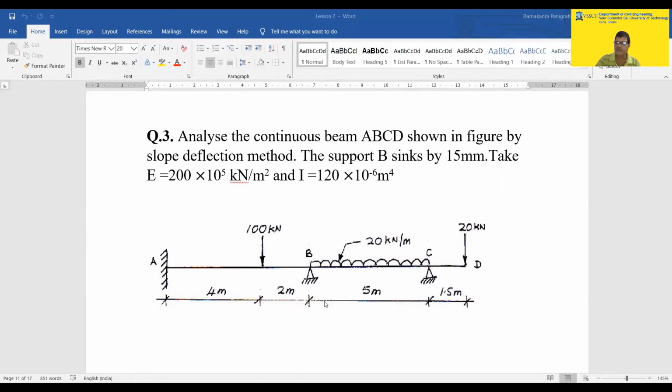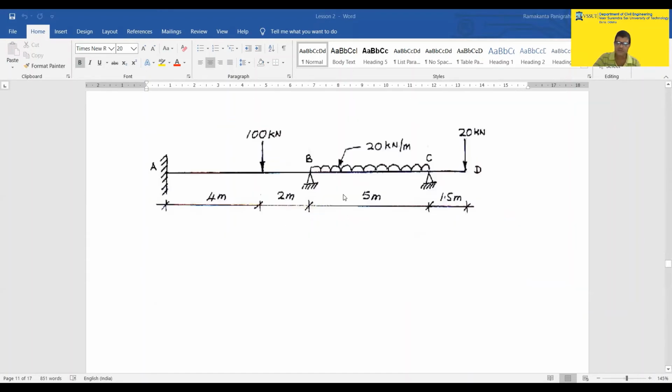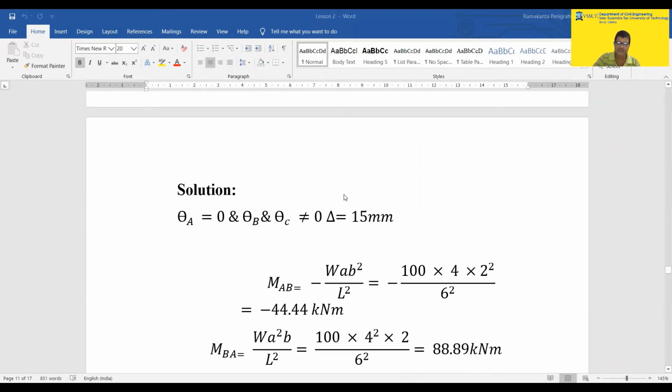With respect to A, B is downward, so it will be minus 6EI delta by L square, as we have seen earlier. With respect to B, C is upward, so it will be plus 6EI delta by L square. That formula you have to remember. All the values of E and I are given because you have to calculate the value of 6EI delta by L square. So in the same problem, delta is not equal to 0.